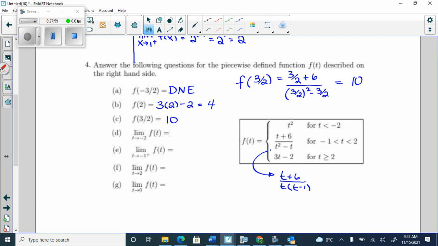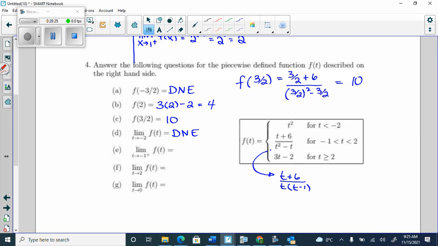All right, D, the limit as x approaches 2. We'd have to go from the left and the right, correct? What's the problem? There is no right. There's only a left. So it does not exist. The left and the right has to approach the same thing.